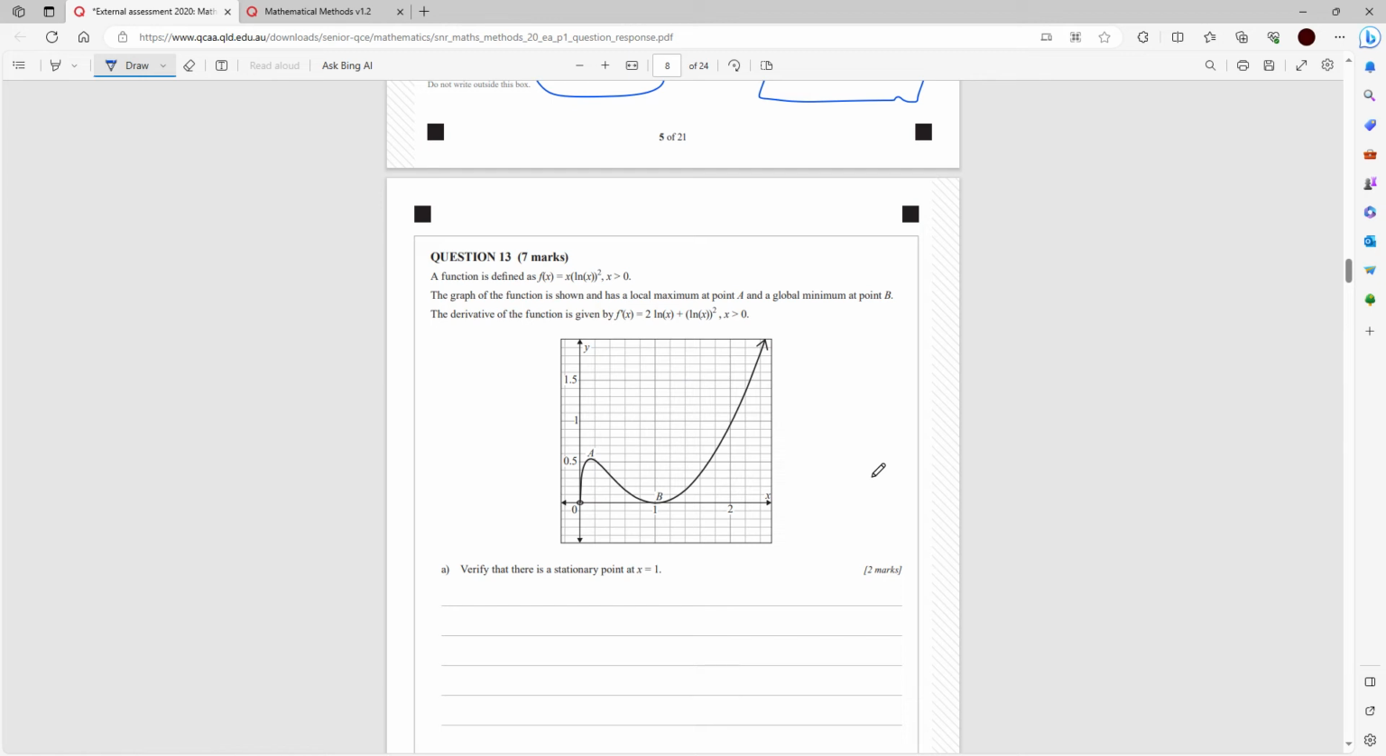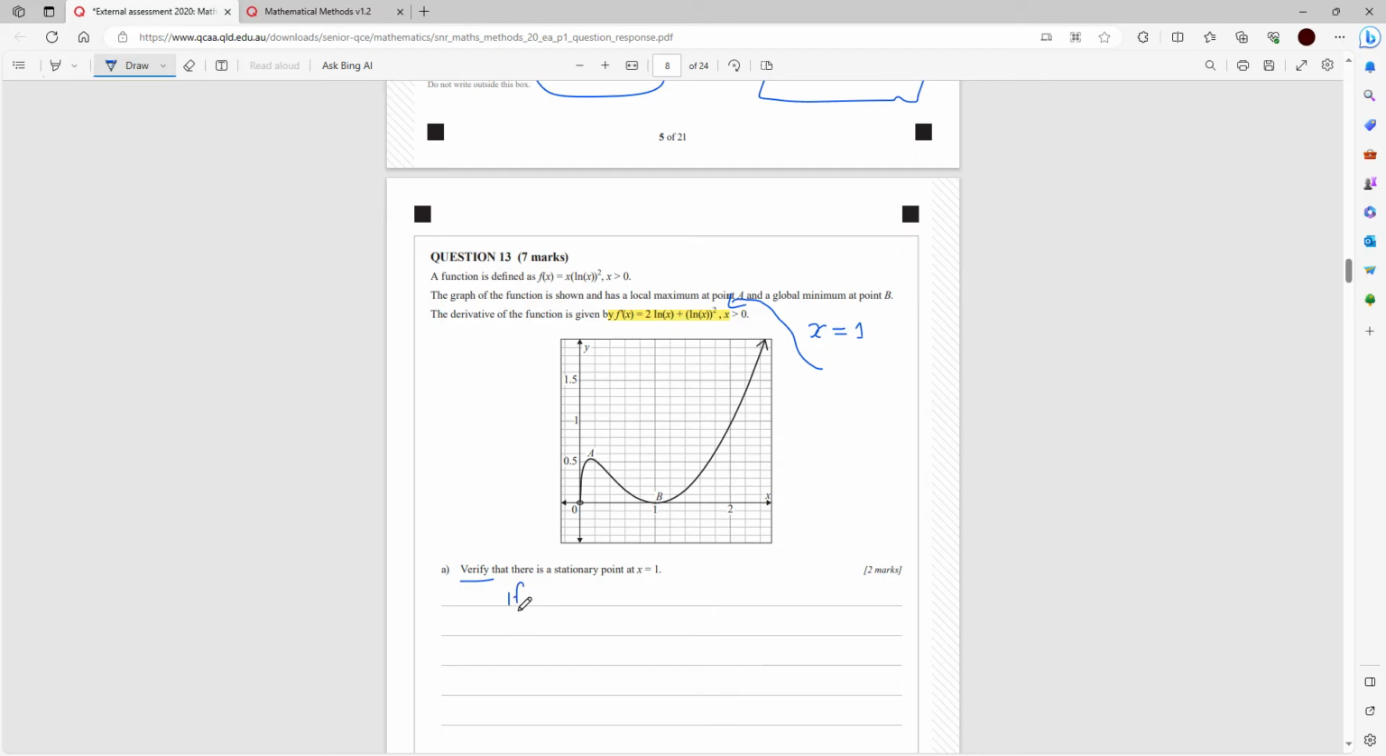So a stationary point is when the derivative is 0. So normally you would just differentiate that and then set it equal to 0 to find a stationary point. But we've been given the derivative here. So all we need to do is plug x equals 1 into that equation, and it should give you 0. Because that's the word verify. You're not solving for anything, you're verifying this is pretty much correct.